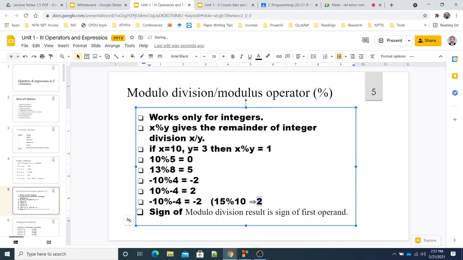Again I will execute. 15 mod 10 is 5. 25 mod 10 is also 5. 26 mod 10 is 6. What is that pattern? Can you identify that? I get the units position digit of the first operand. Whenever I do 727 mod 10, I get 7. So I get the units position digit of the first operand when finding mod with 10.